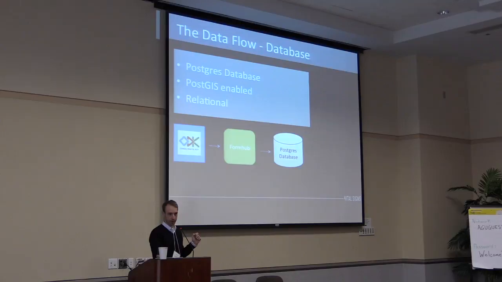And then we use applications in Ruby on Rails to bring the data from FormHub into our Postgres database, which has PostGIS enabled. This is all hosted in the cloud on Amazon Web Services. It's a large relational database.